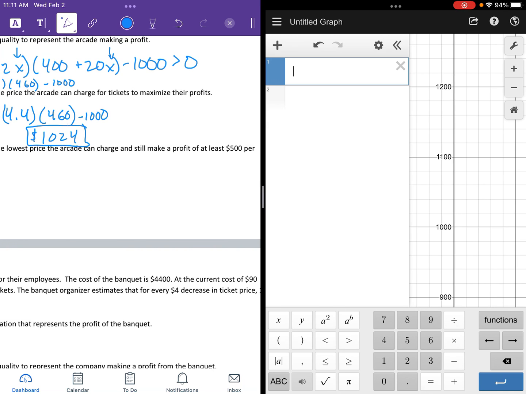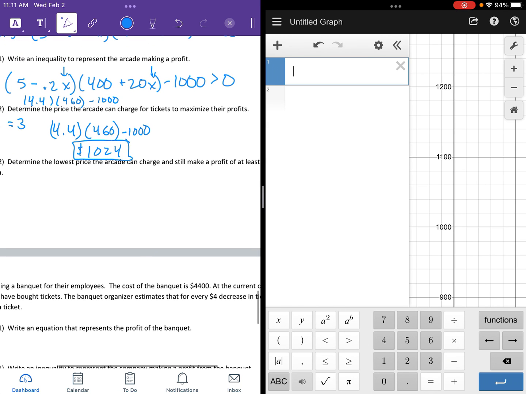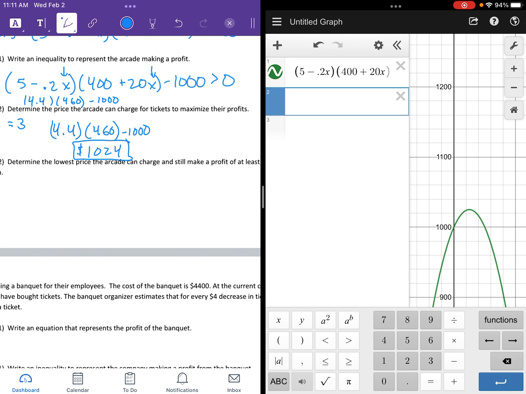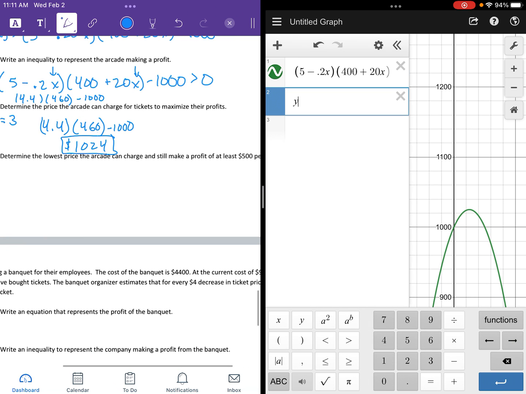$500 per month. So what we're going to do is we're going to put in our equation again. Got erased because I was a little clumsy. That's okay. Minus 0.2x, 400 plus 20x, minus 1,000. Okay, so there's our equation again. But we're going to make another equation. We're going to put y is equal to 500.